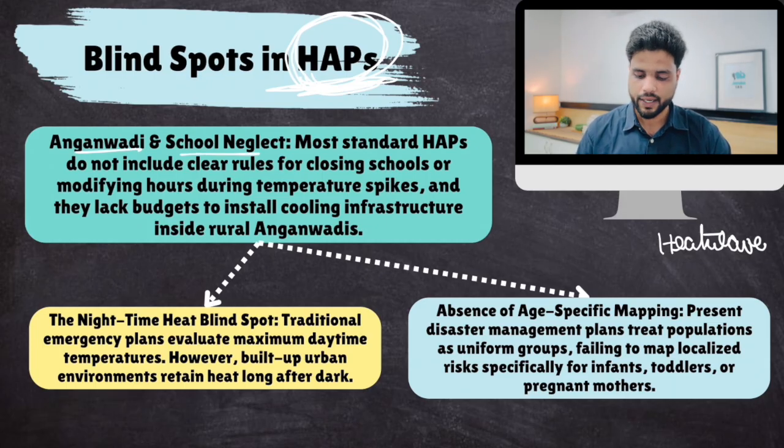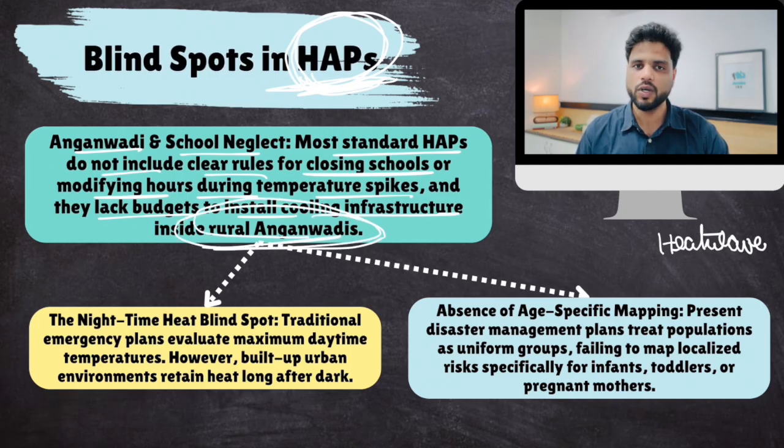Anganwadi and school neglect. Most standard heat action plans do not include clear rules for closing schools or modifying hours during temperature spikes. They lack budgets to install cooling infrastructure in rural Anganwadi centers. So, these are daycare centers for children in rural areas. They do not have cooling infrastructure. So, children suffer in these areas.